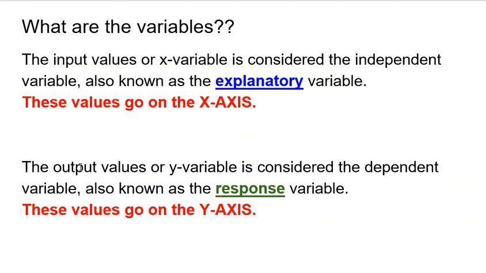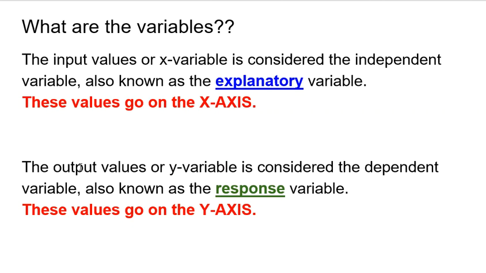So the input values, or the X variable, is considered the independent variable. This is also known as the explanatory variable. So this is always on the X-axis. Obviously X variables go on the X-axis, input values go on the x-axis, and this is known as the explanatory variable.